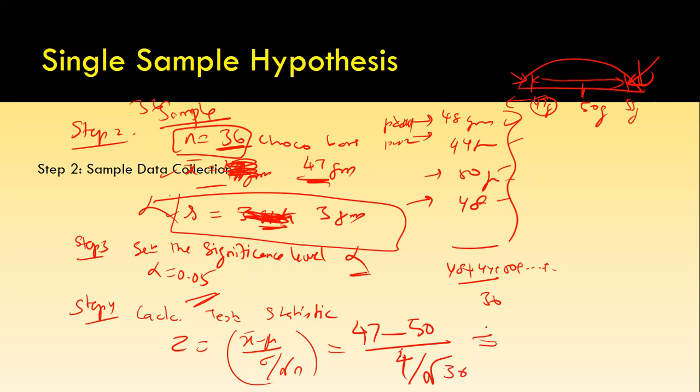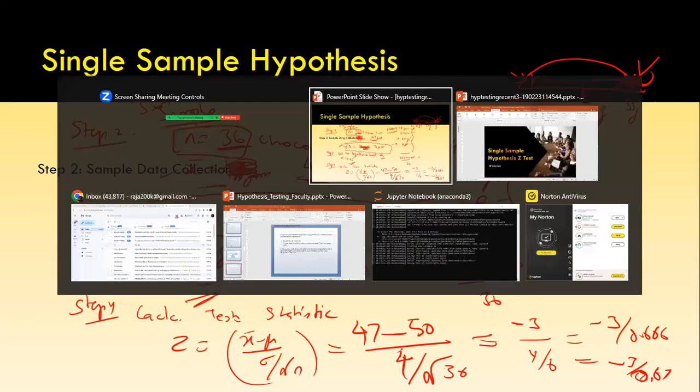What is the value here? 47 minus 50 is minus 3, divided by 4 divided by 6. So here minus 3 divided by 0.666, I'll say 0.67 we can say, right? What is the value of this one? Can all of you please type it in the chat room to calculate? Can you help me out on this? So minus 3 divided by 0.67. What is this?